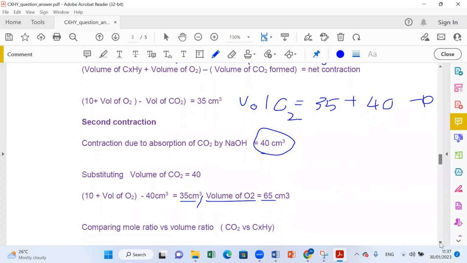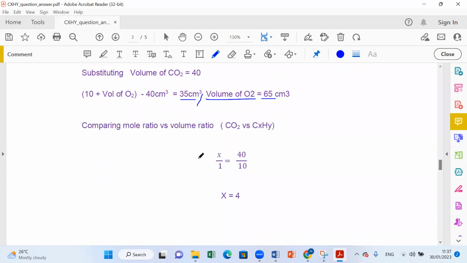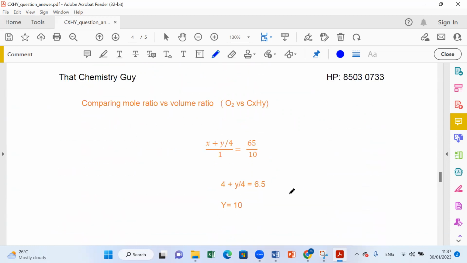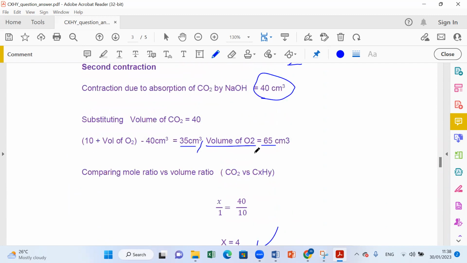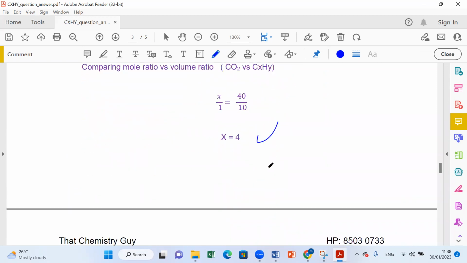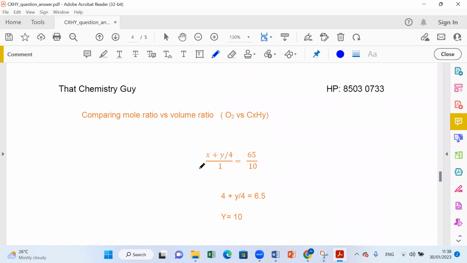So once you have gotten the three volumes, right? Like what I told you, you have the volume of your carbon dioxide and CxHy. X over 1 is equal to 40/10. You can solve your X. X is 4. Okay, and likewise, you have the other formula which I told you, right, is X plus Y over 4, over 1, is equal to 65/10. Why 65? Because I already worked out the oxygen volume here. Why 10? Because that's the volume of hydrocarbon. Then I can solve my X and Y again.